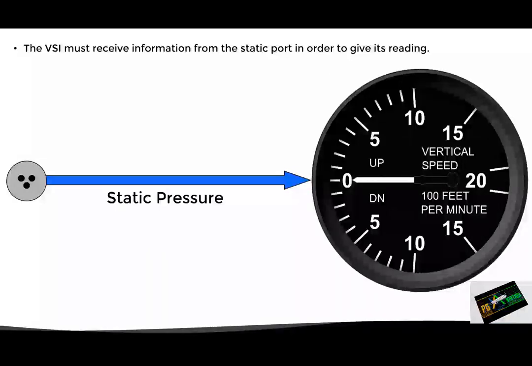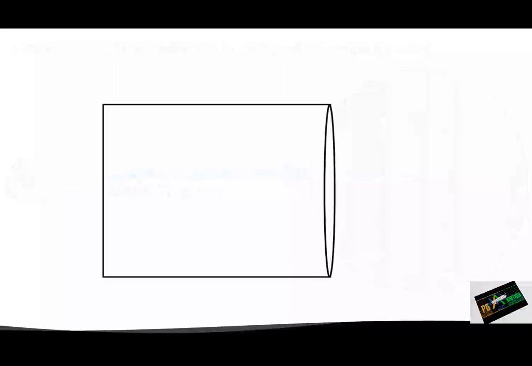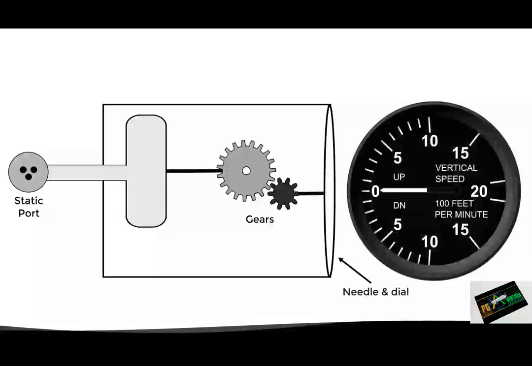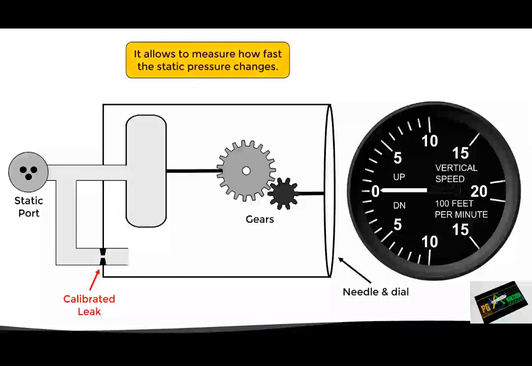So far, we have seen the basic principle of operation, but let's see more in detail. How does the VSI actually measure the changes in static pressure? Well, the static port is directly connected to an elastic capsule inside the instrument case, which in turn is connected to gears that move the needle in the dial. Now, a second static line is connected to the instrument case, however it incorporates a calibrated leak, which causes the pressure changes in the instrument case to be more gradual. This way, it is possible to measure how fast the static pressure is changing.